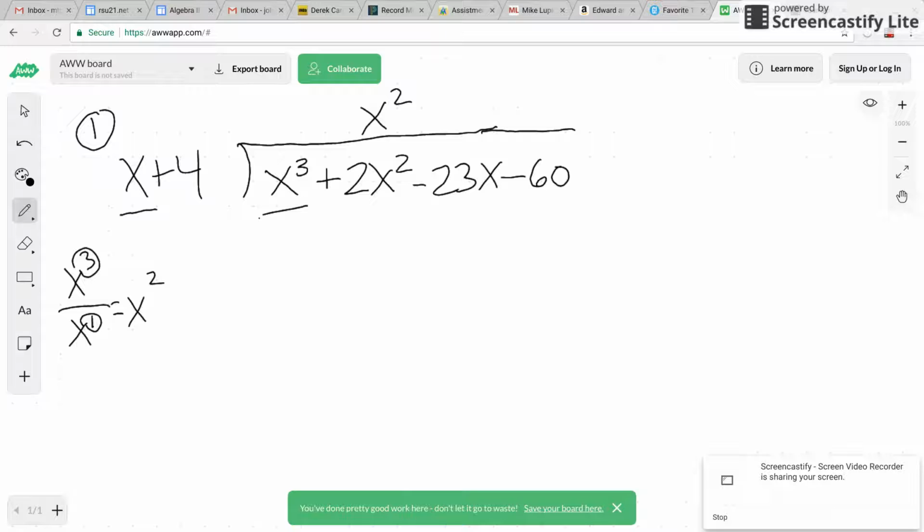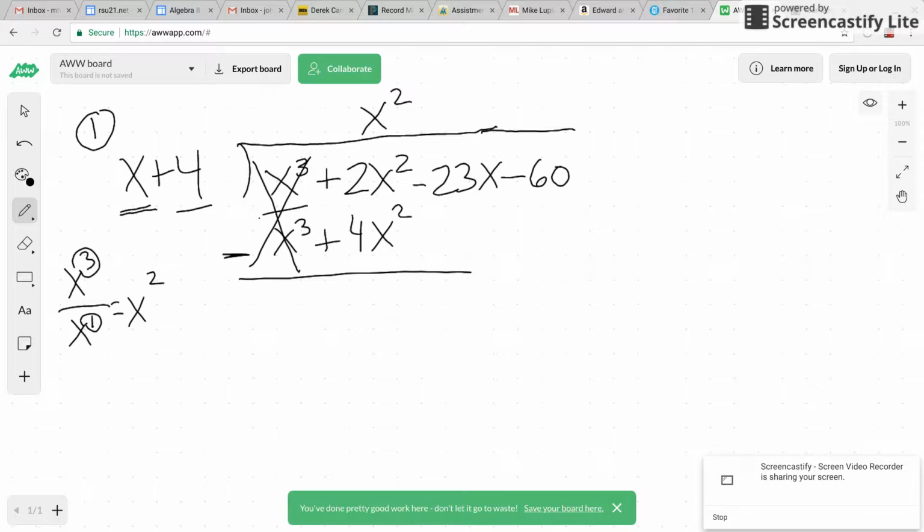The next thing that I do is I take that x squared and multiply it by both terms in the binomial. So x squared times x is x cubed. x squared times 4 is 4x squared. And that is a positive 4x squared, so I'm going to put a plus sign there. Now I subtract. If you've done this correctly, these first two terms should always leave you with 0. And then the next pair, 2x squared minus 4x squared, is negative 2x squared. And then the next part of the process is to bring down your next term, so minus 23x.